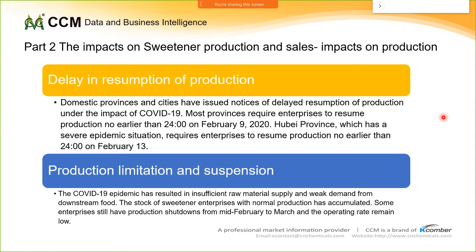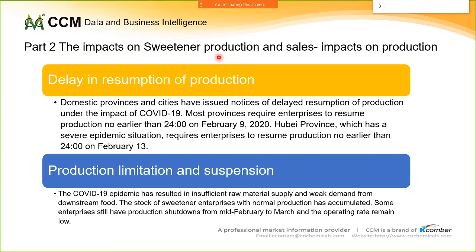The impact of the COVID-19 epidemic on the production side was mainly reflected in February. The Spring Festival holiday was originally scheduled from January 24 to January 31, 2020, with work resuming on February 1st. The provinces and cities have issued notices of delayed resumption of work under the impact of COVID-19. Most provinces require enterprises to resume work no earlier than 24:00 on February 9, 2020. Hubei province, which has a severe epidemic situation, requires enterprises to resume work no earlier than 24:00 on February 13. Besides, the epidemic has resulted in insufficient raw material supply and weak demand from downstream food.